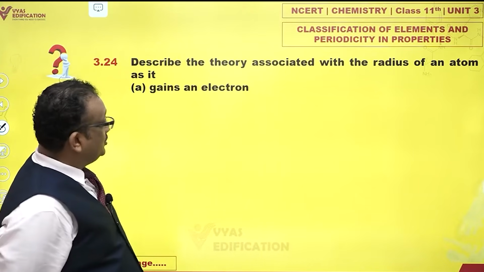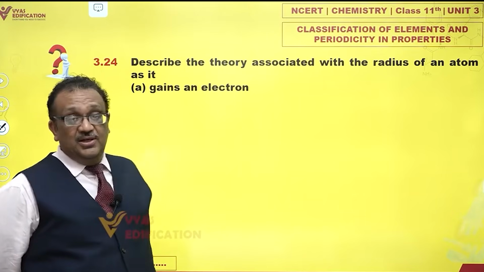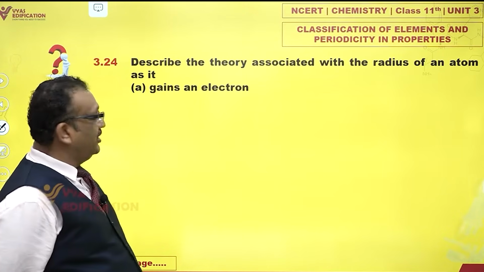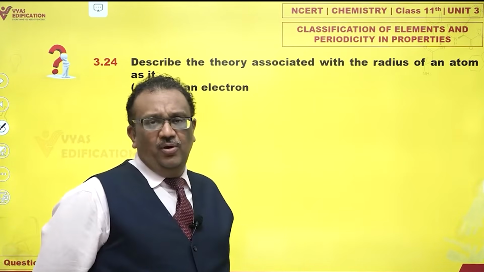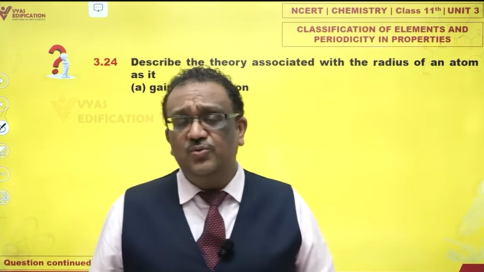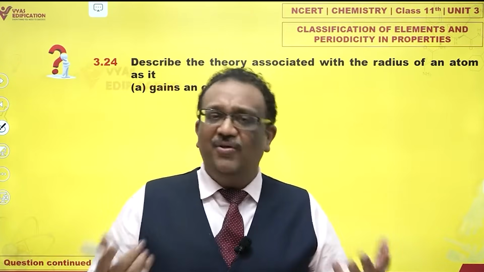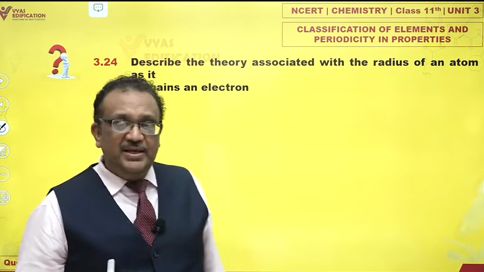Describe the theory associated with the radius of an atom as it gains an electron. Now, if an atom gains an electron, please understand what happens to its nucleus. Actually, nothing happens to its nucleus. The nucleus remains the same.